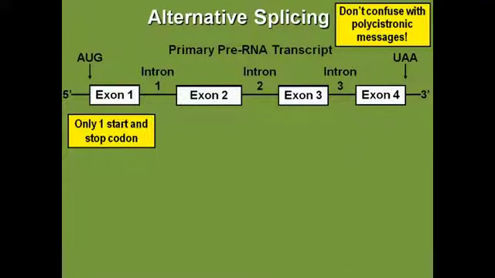In eukaryotes, we have to look at another mechanism, and this is called alternative splicing. Now, I do not want you to confuse alternative splicing with another mechanism we described, which is called polycistronic messages. Polycistronic messages, remember, are specific to prokaryotes. Alternative splicing now is going to be specific to eukaryotes.